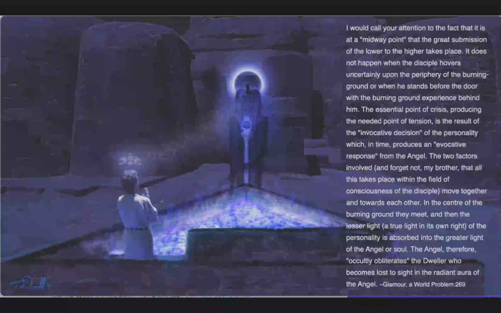The 2 factors involved, and forget not, my brother, that all this takes place within the field of the consciousness of the disciple, move together towards each other. In the center of the burning ground, they meet. And then the lesser light, a true light in its own right, of the personality is absorbed into the greater light of the angel or soul. The angel, therefore, occultly obliterates the dweller, who becomes lost to sight in the radiant aura of the angel.